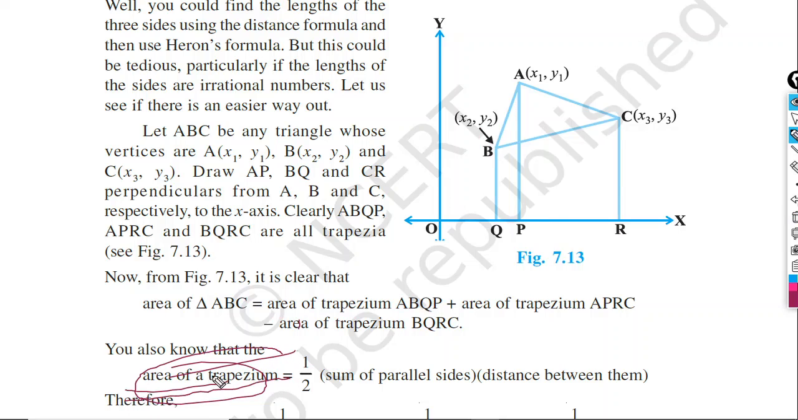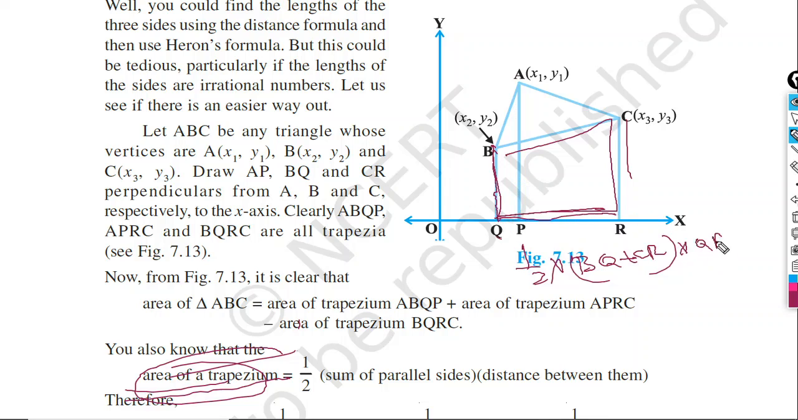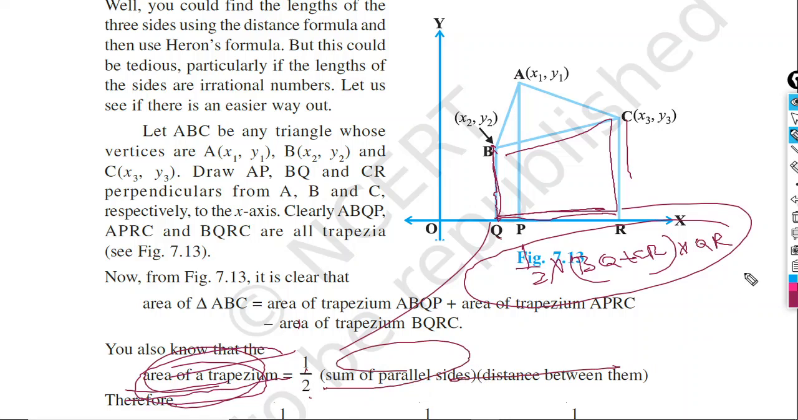Now, area of trapezium, we know the formula. Suppose we take this example. This is a trapezium BQRC. What is the area? Area will be 1 by 2 into the sum of its parallel sides. That means 1 by 2 into, parallel sides are BQ and CR, so BQ plus CR, into the distance between them, that means QR. So this will be the area of the trapezium. The formula of area of trapezium is 1 by 2 sum of parallel sides into distance between them.